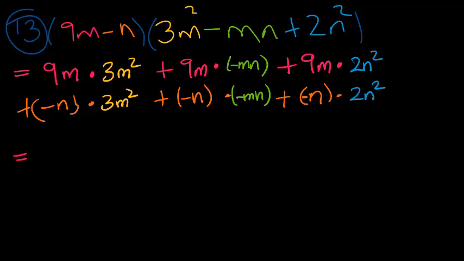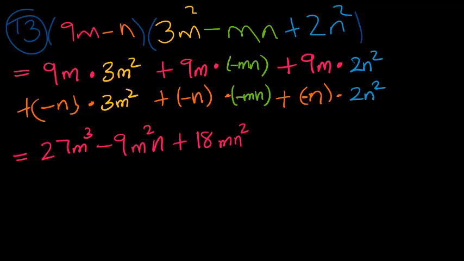Now let's multiply. 9 times 3 is 27m cubed. 9 times 1 is going to be 9. Plus times minus is minus m squared n. Oops, wrong color. Go back. Okay, 9 times 2 is 18mn squared. Minus times plus is minus 3m squared n. Minus times minus is plus mn squared. Minus times plus is minus 2n cubed.